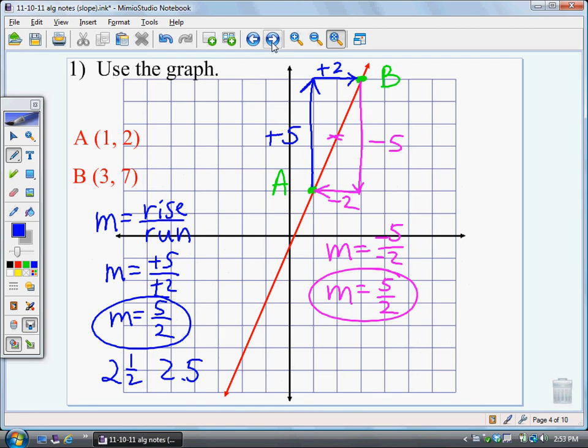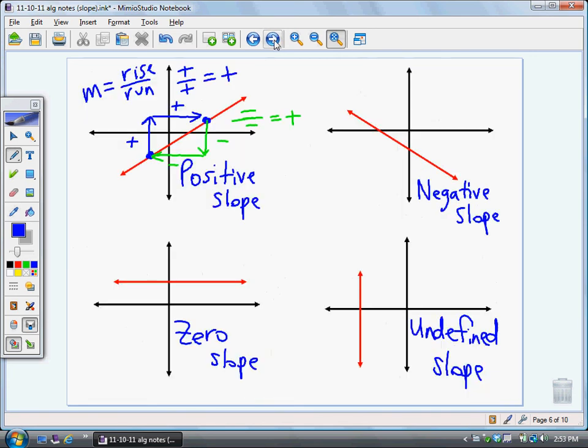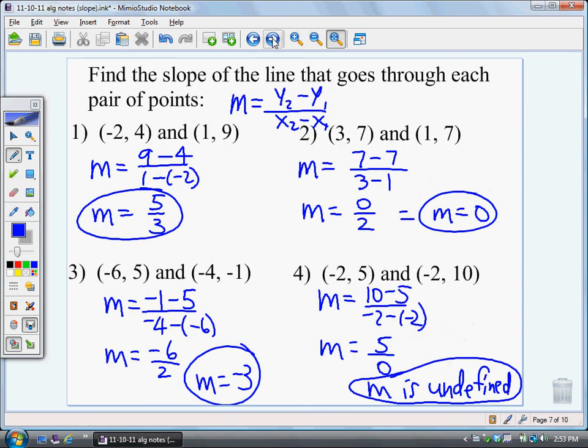That's how you use a graph: you plot the points, you put a step in from one point to another, and then you just plug in rise over run. If you're going to do a table, you plot the coordinates in, you find out how much y changes, and you write that over how much x changes, and then there was the formula. We talked about lines: lines that go up are positive, lines that go down are negative, horizontal lines have 0 slope, and vertical lines have undefined slope.